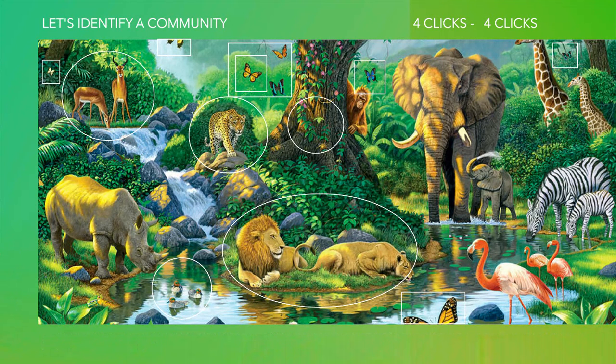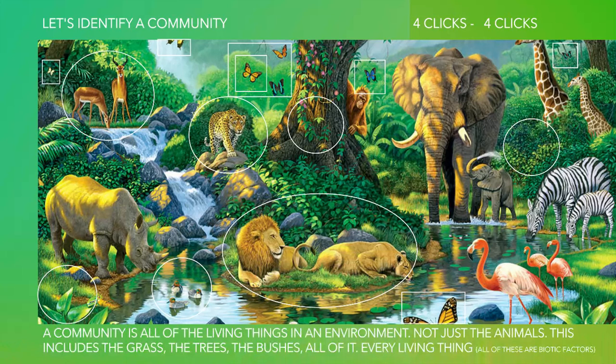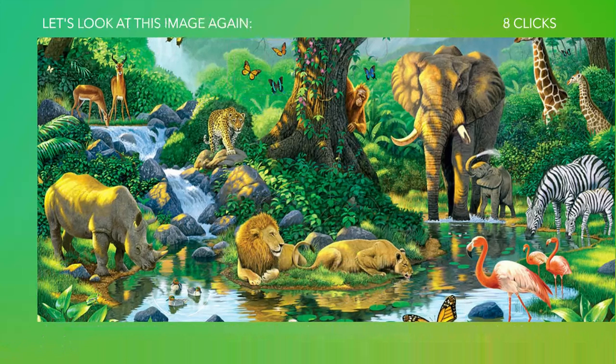But looking further, a community can be like this moss or these leaves on the tree right here. They can be these ferns down in the bottom left corner. They can be the trees that the giraffes are standing in. A community is all the living things in an environment, not just the animals. This includes the grass, the trees, the bushes, and all of it. Every living thing. And these are called biotic factors. Abiotic factors are things such as the rocks, stuff like that. Now let's look at this image one more time.